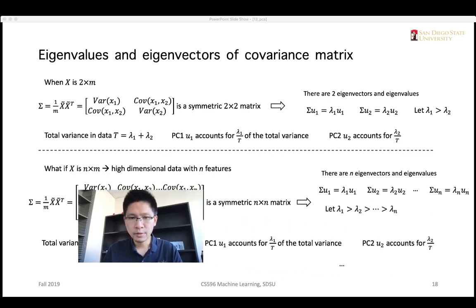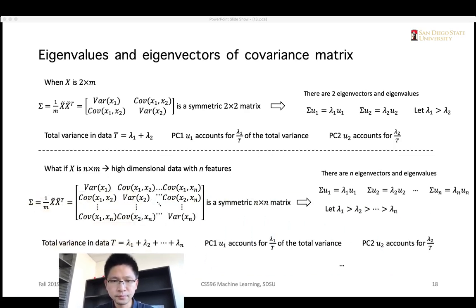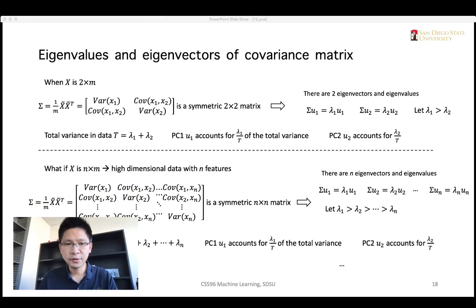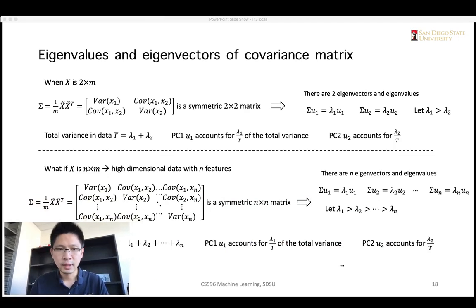So the most important principal component is the eigenvector that has the largest eigenvalue.